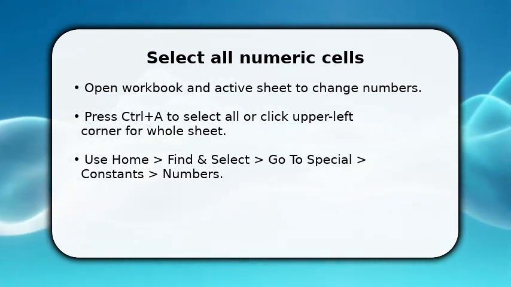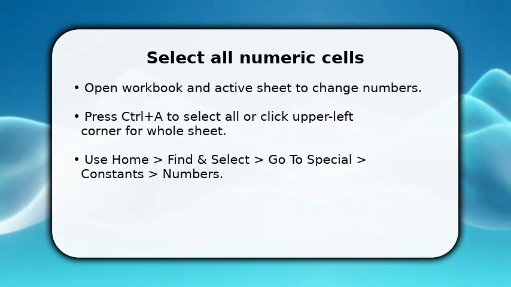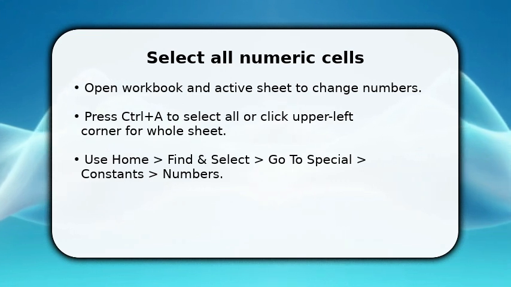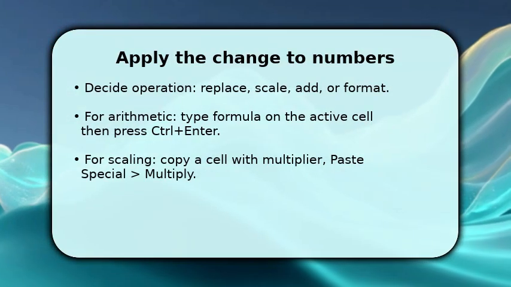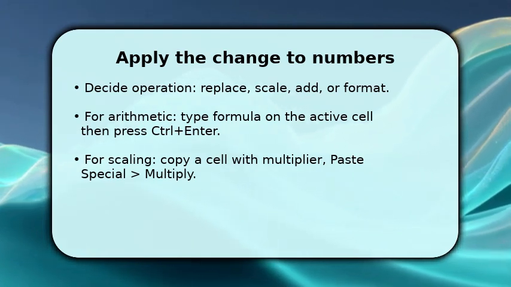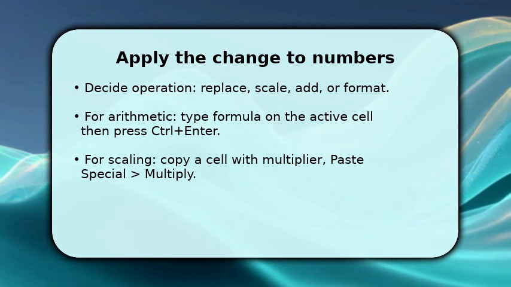Make sure you see only numeric highlights. If not, repeat selection for the correct range before moving on to the transformation step. Once numbers are highlighted, decide what you'll do: replace values, scale them, add a fixed amount, or change format.